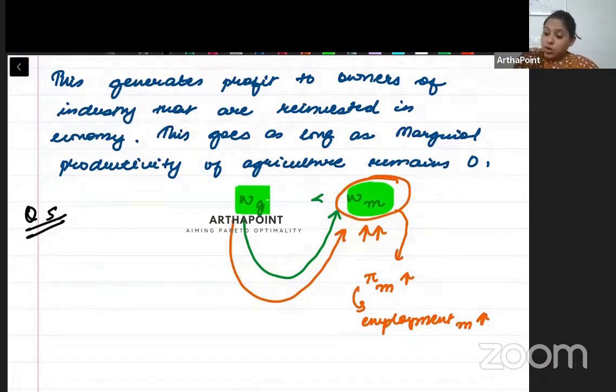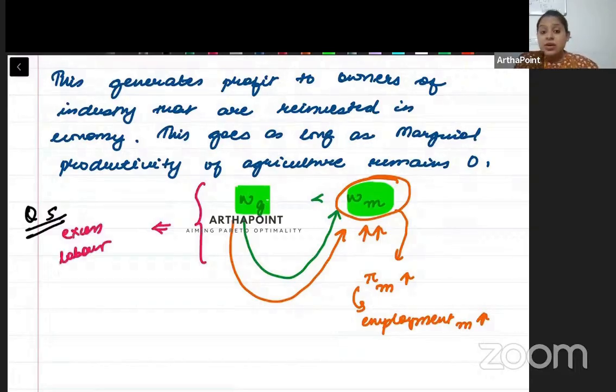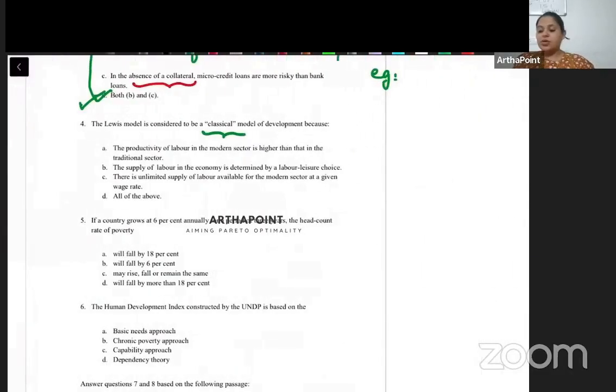But the center point in this whole thing was that we have excess labor, that we have surplus labor, unlimited labor in the agricultural sector. Now, come back to the question. If I look at the question, beta, all the points given in the question are correct for the Lewis model.